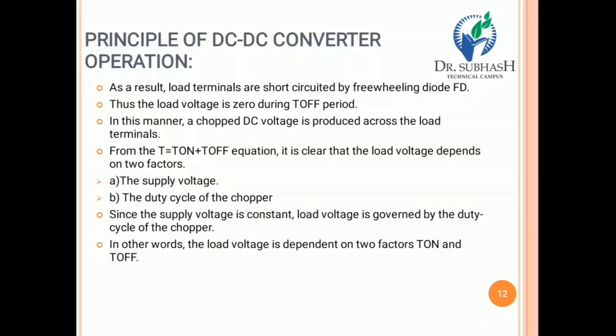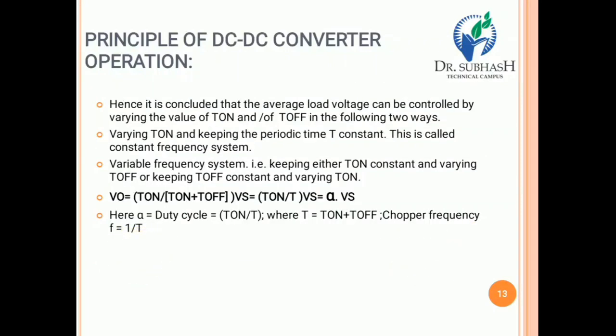It is clear that the load voltage depends on two factors, the supply voltage and the duty cycle of the chopper. Since the supply voltage is constant, the load voltage is determined by the duty cycle of the chopper. In other words, the load voltage depends on two factors: the first is T on and the second is T off. So it is concluded that the average load voltage can be controlled by varying the value of T on and T off in the following two ways.